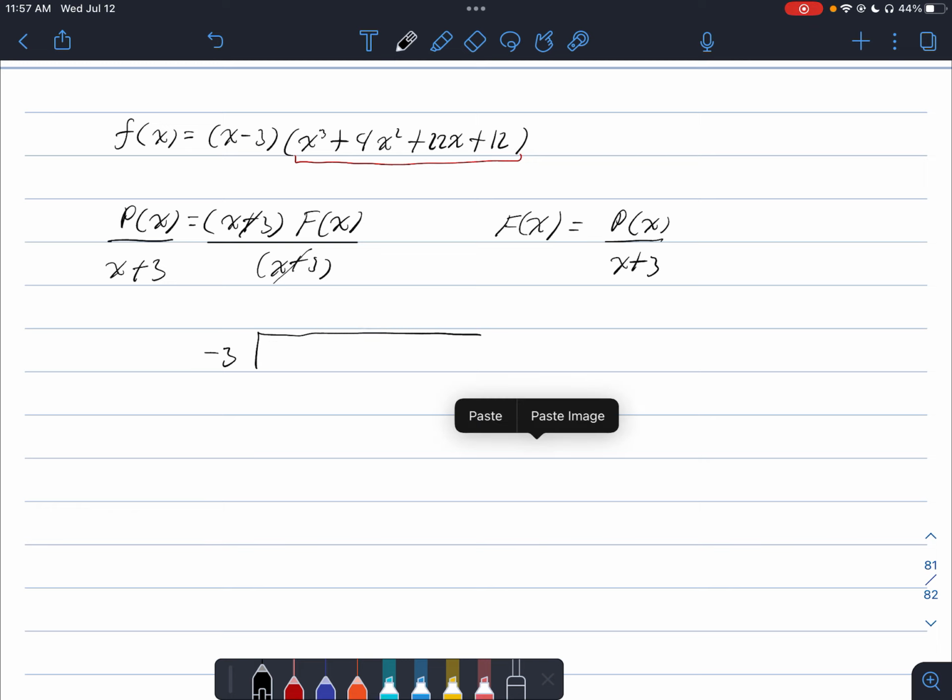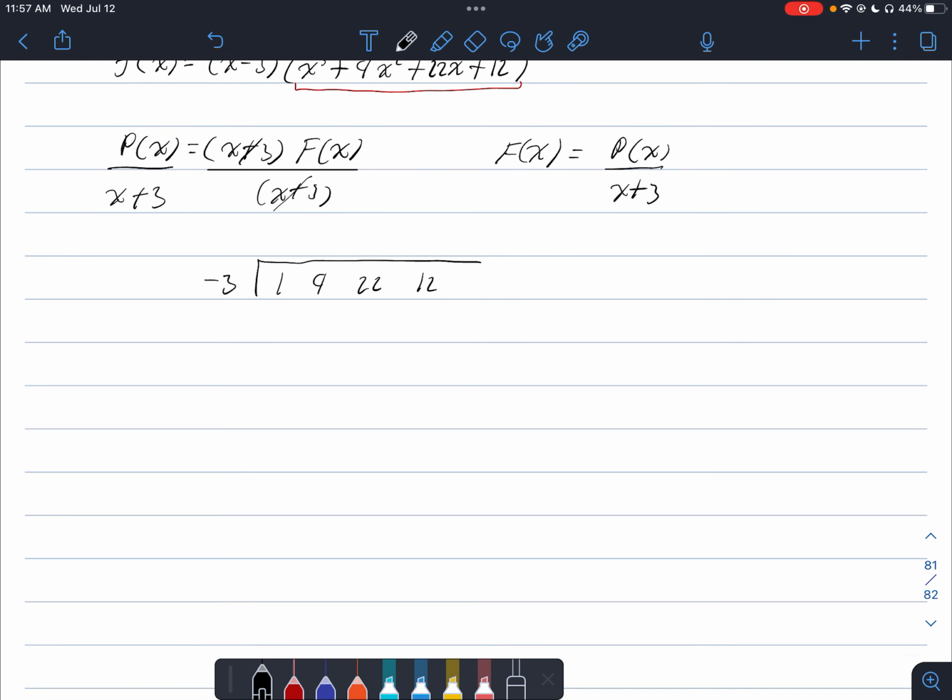And now we can put the coefficients of our polynomial p of x, which is x to the third plus 9x squared plus 22x plus 12, over here. So we'll have 1, 9, 22, and 12. We'll bring this one down. So we have -3 times 1 is -3. 9 plus -3 is 6. And 6 times -3 is -18. 22 plus -18 gives us 4. 4 times -3 is -12. And we add that to 12 and we get 0.